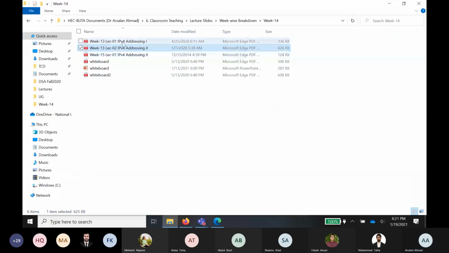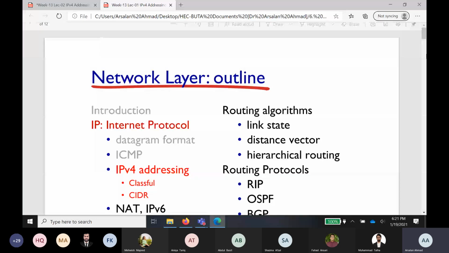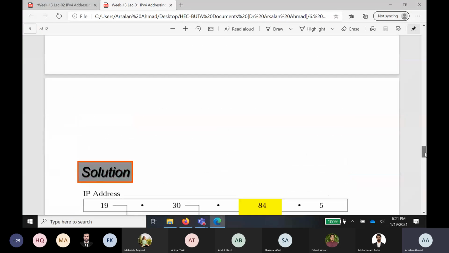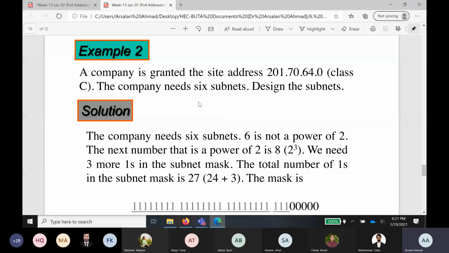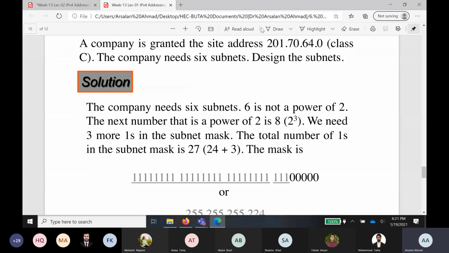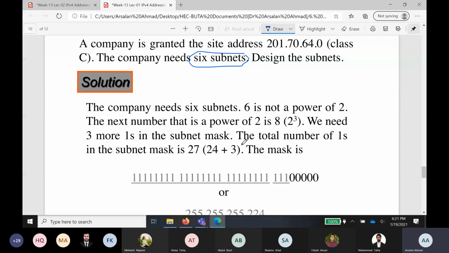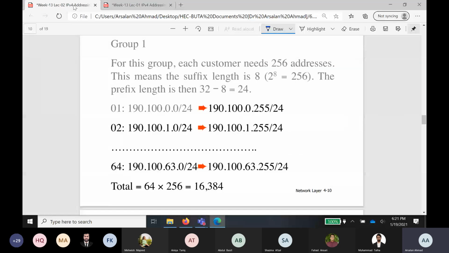Just quickly trying to remind you how we approach the problem. So a company needs 6 subnets. So we say, okay, 6 is not a power of 2. The next power of 2 is 8, and for 8 we require 3 bits. So we need to sacrifice 3 bits from the host ID portion. This was the approach taken in classful addressing.